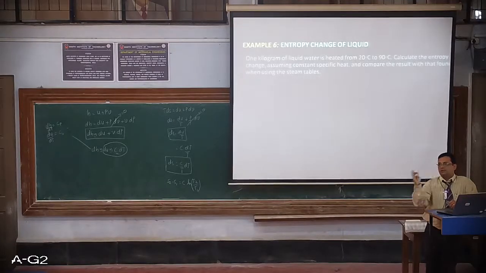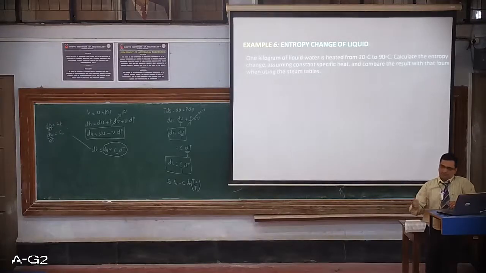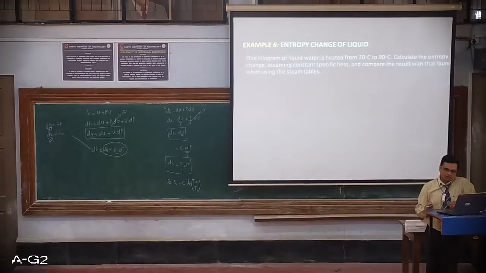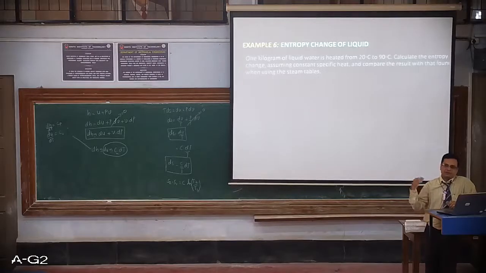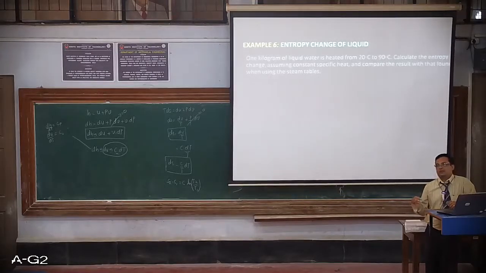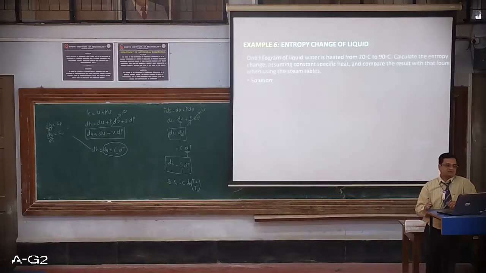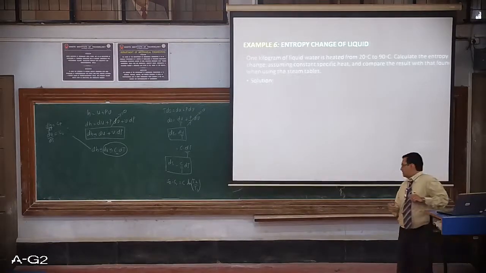So one is you are solving this by assuming that the specific heat will remain constant, and the second is you are obtaining the values from the property tables, substituting that in the equation and finding the result. Okay, so let's take up the solution.